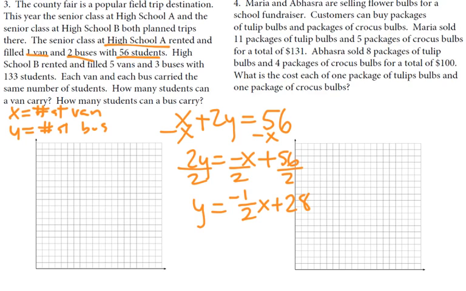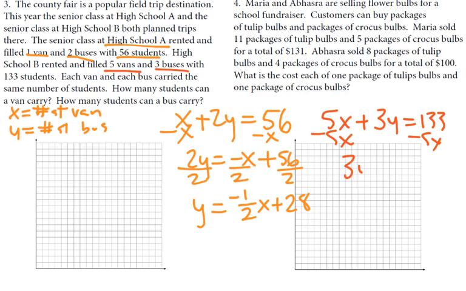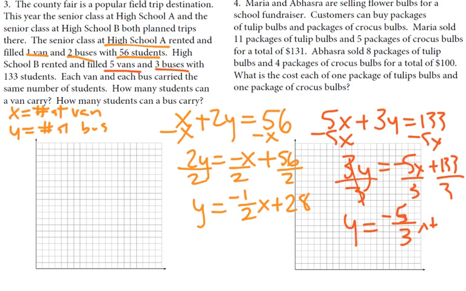Okay, now for our second, we've got 5 vans, so 5X plus 3 buses, 3Y equals 133. Subtract 5X, we get 3Y equals negative 5X plus 133. Divide everything by 3. We get Y equals negative 5/3 X for our slope. And then 3 goes into 133.